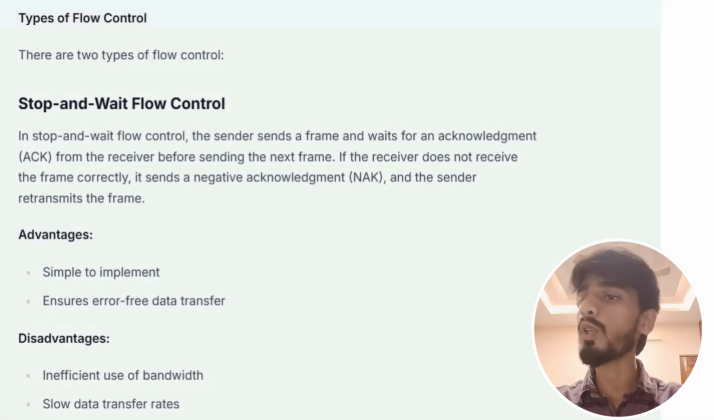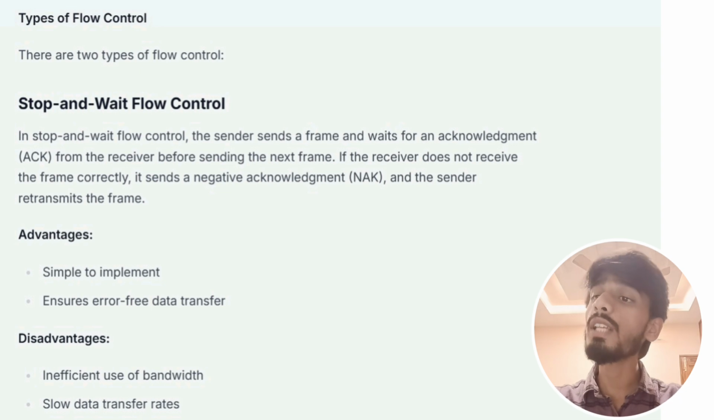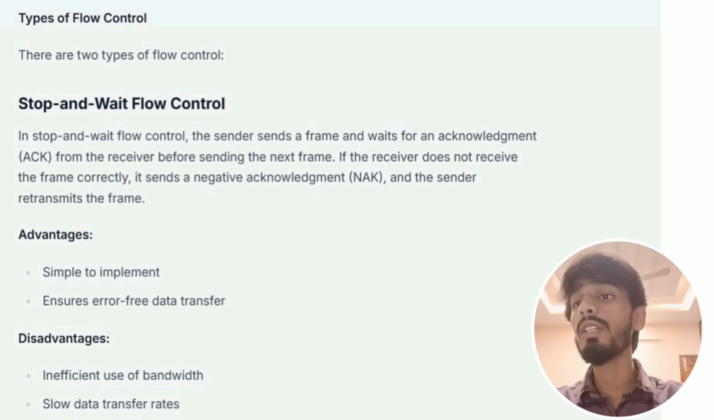Types of flow control. There are mainly two types of flow control: stop and wait flow control and sliding window flow control. In stop and wait flow control, the sender sends a frame and waits for an acknowledgement from the receiver before sending the next frame. If the receiver does not receive the frame correctly, it sends a negative acknowledgement and the sender retransmits the frame. The advantages are that it is simple to implement and it ensures error-free data transfer. The disadvantage is that it is inefficient. It uses bandwidth inefficiently and has slow data transfer rates.